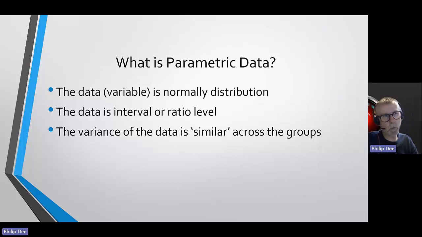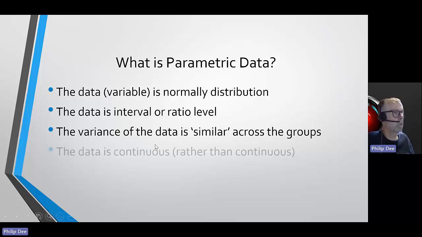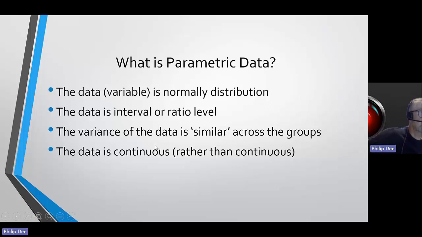Now, this is quite a flexible one. Most textbooks say, so long as they're not 3 times bigger or smaller, then they can be considered similar. So that's a very generous one. And the final one is the data must be continuous.